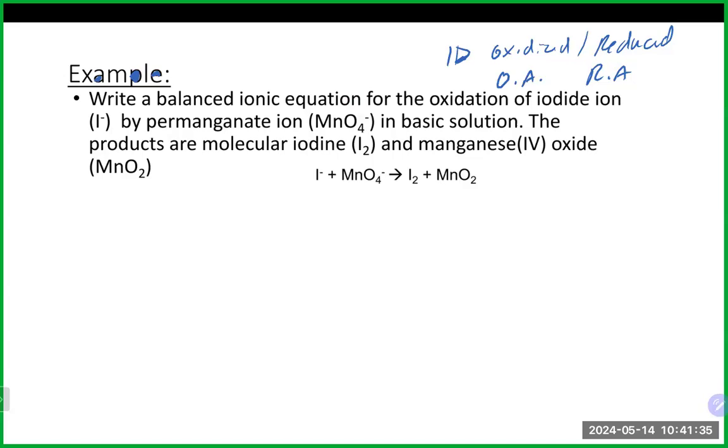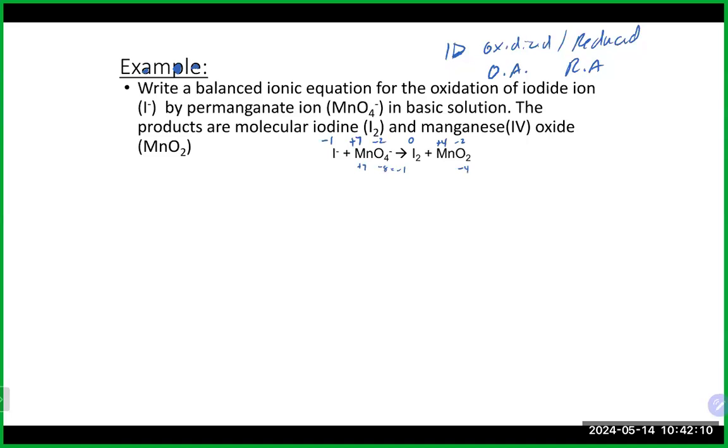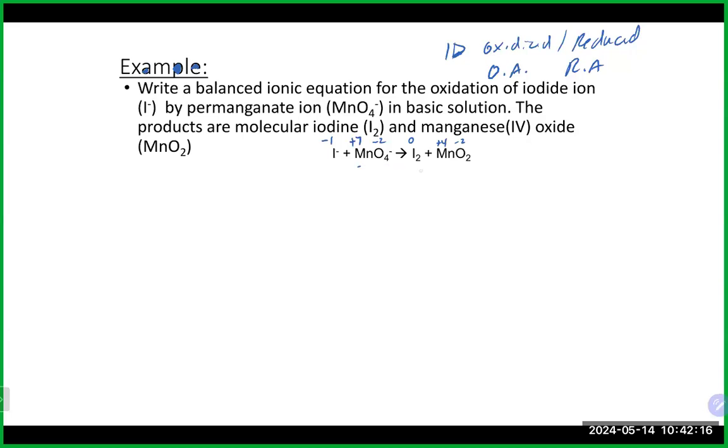So again, I'm going to identify what is happening here. Our I minus obviously has an oxidation state of -1. Our MnO4 minus, our oxygen would be -2. That's a -8. Overall, it doesn't equal -1, which means the Mn here is actually going to be +7 in this case. And again, +7 and -8 will give us -1. I2 will be 0 as that's the standard state. Once again, here starting with the oxygen will be -2. That's a -4, which means here our Mn would be +4 in this particular case. Any questions on assigning those oxidation states?